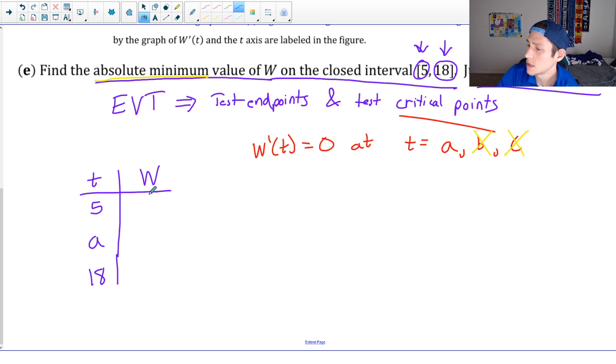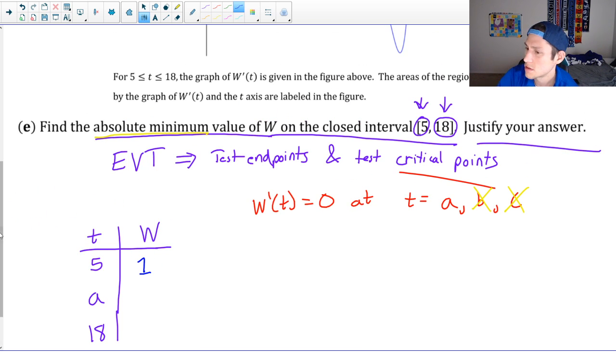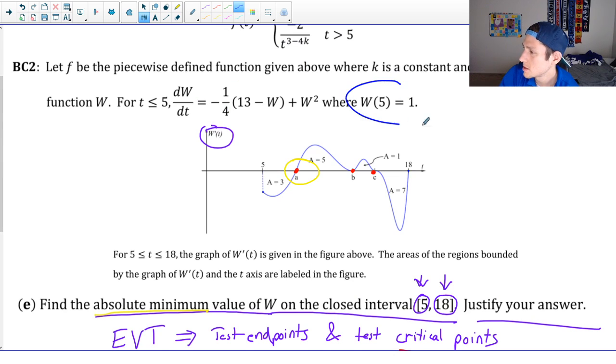All right. W of 5 we already know is 1. That comes from this. We've used this so many times now that W of 5 is 1.